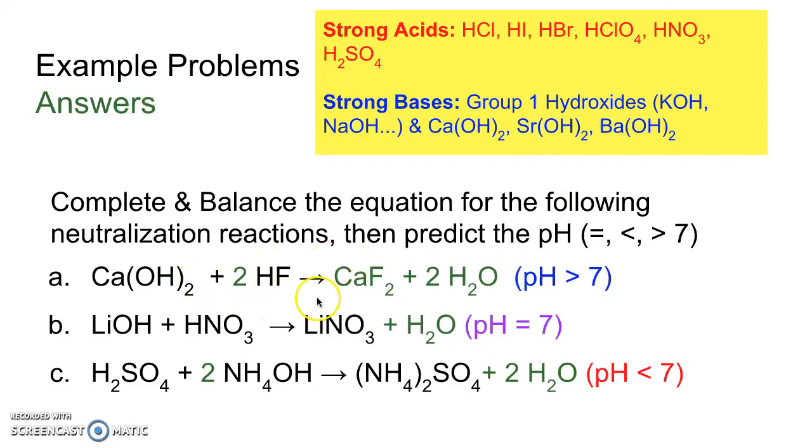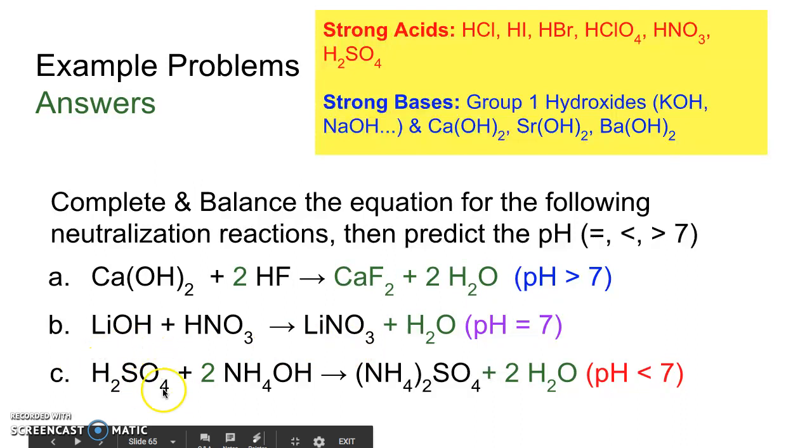Okay, so go ahead and take a look at your answers here. For the first one, calcium hydroxide is a strong base. HF is a weak acid, so that's going to give you a pH greater than 7. It's going to be slightly basic. Lithium hydroxide and nitric acid are both strong, so you're going to have a pH of 7 for that one. And then finally, sulfuric acid and ammonium hydroxide. The ammonium hydroxide is a weak base, and sulfuric acid is a strong acid. And so the pH is going to be slightly acidic, so less than 7.